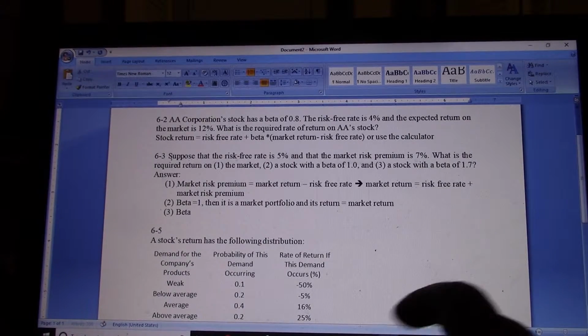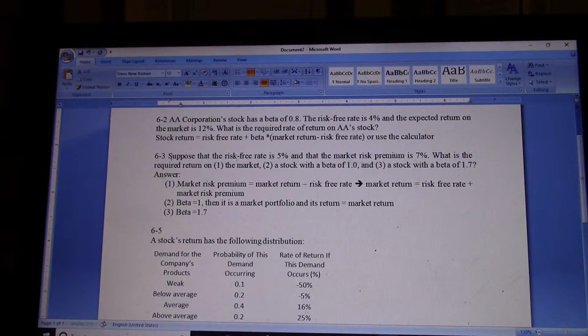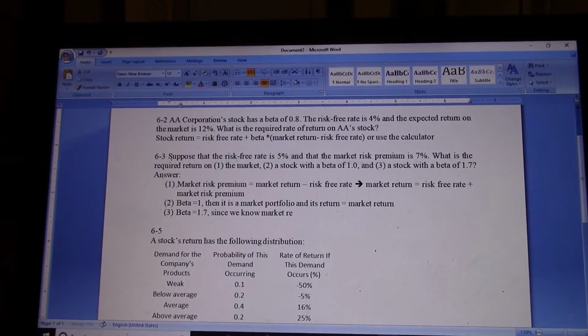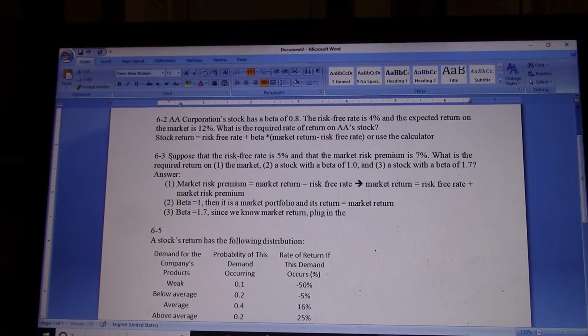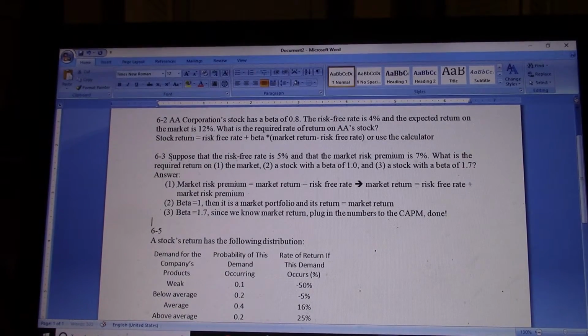If its beta equals 1.7, now since we know the market return, plug the numbers into the CAPM equation, and done. It should be done. So this is not difficult.